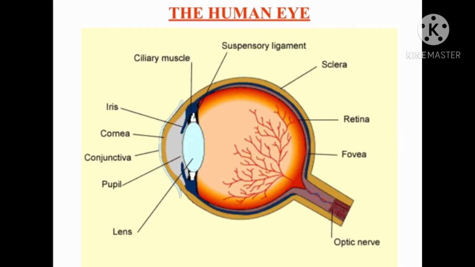So, this is a pictorial representation of human eye. Iris, cornea, pupil, ciliary muscles, retina and the optic nerve. These all things you have to learn with their functions.